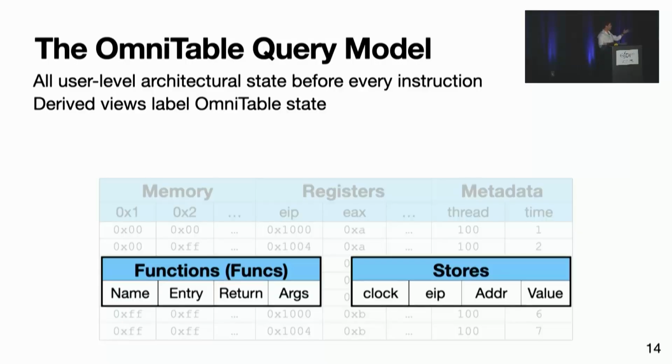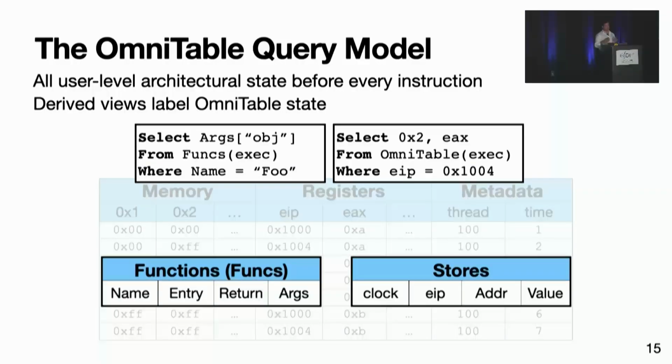Okay, then to actually query these tables, as I mentioned, Diane can write SQL queries over maybe the derived views themselves or over the OmniTable itself, and she can in fact join across those two different views as well. So she can pick and choose.